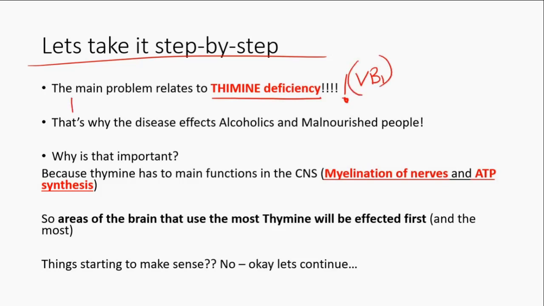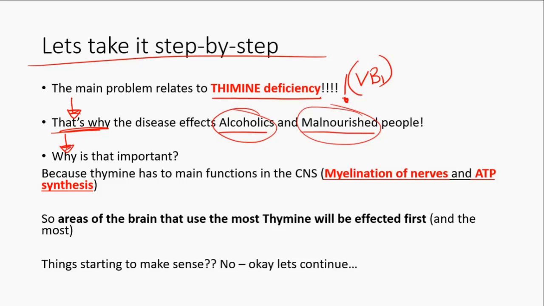So that's why you see that alcoholics and malnourished people will suffer from Korsakoff syndrome. The most common people that suffer from Wernicke-Korsakoff syndrome are alcoholics because they're using up a lot of thiamine in their metabolism, and also malnourished people because they're not getting enough thiamine in. But why is this important? What's thiamine got to do with this condition?